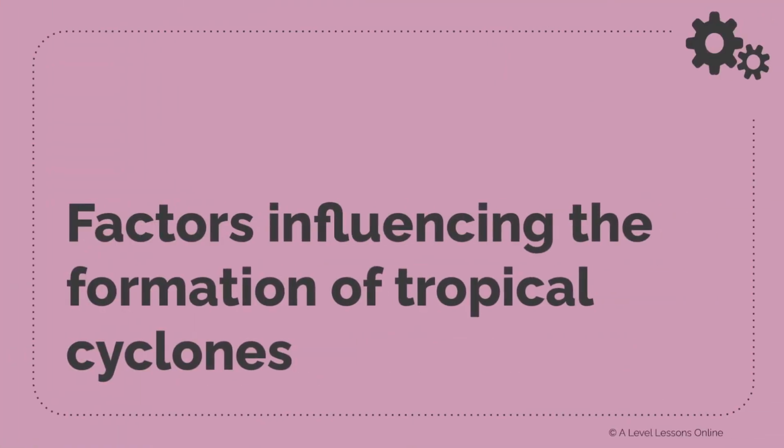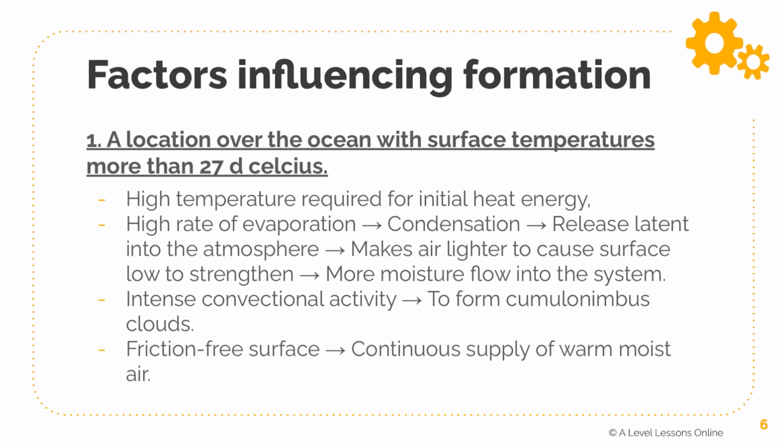Alright, so what are the factors that influence the formation of tropical cyclones? Firstly, it needs to be a location over the ocean with surface temperatures more than 27 degrees Celsius. Reason being is that high temperatures are required for the initial heat energy to kickstart the convectional activity within that area. When there are high temperatures, it is favorable for creating a region of low pressure. Not only that, there will be a high rate of evaporation as well as condensation, and this releases latent heat into the atmosphere, and it makes the air lighter. This will cause the surface low to strengthen, and hence makes the moisture flow into the system simpler.